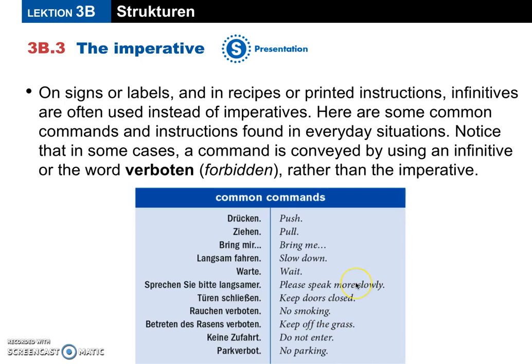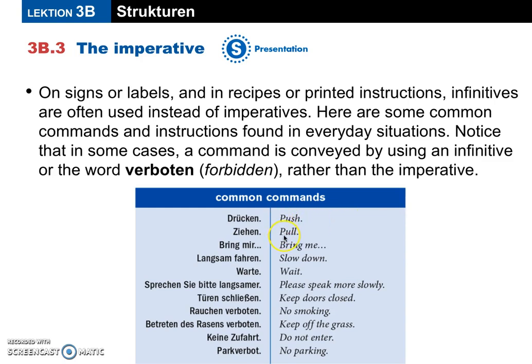On signs and labels and in receipts or printed instructions, infinitives are often used instead of imperatives. Here are some common commands and instructions found in everyday situations. Please notice that in some cases a command is conveyed by using an infinitive or the word verboten rather than the imperative. This is illustrated in the table below.